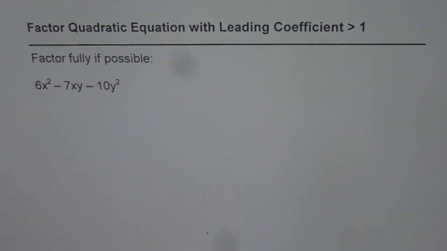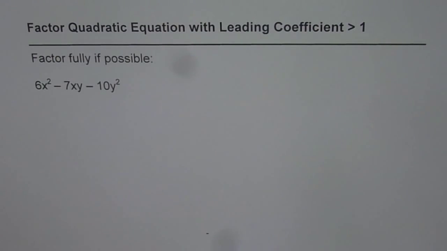I'm Anil Kumar, and in this video I'll teach you a technique of factoring quadratic equations with leading coefficients greater than 1 and where two variables may be involved. Factor fully if possible. The question here is 6x squared minus 7xy minus 10y squared.